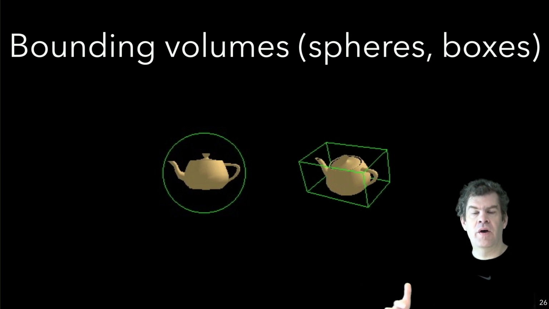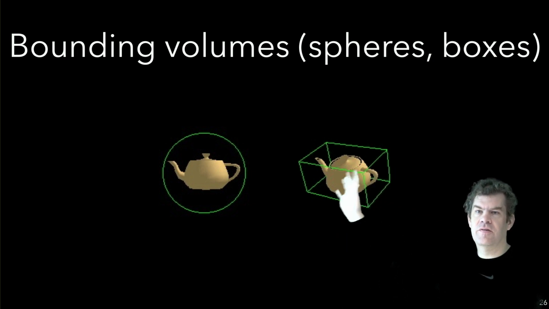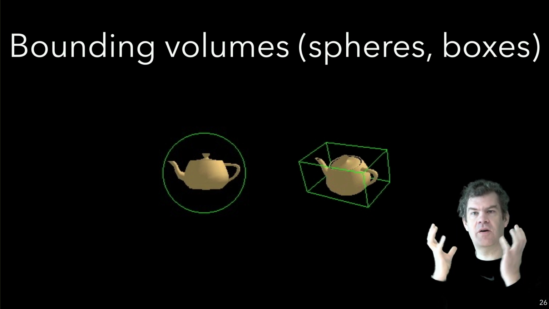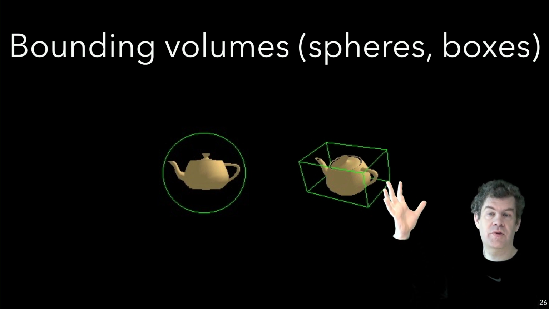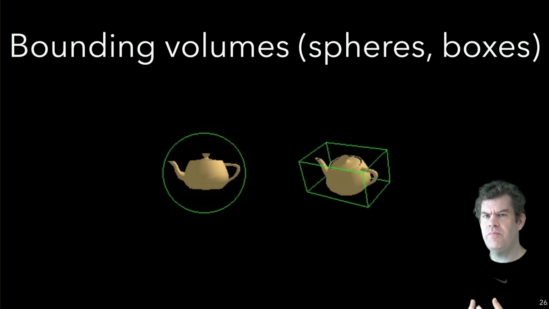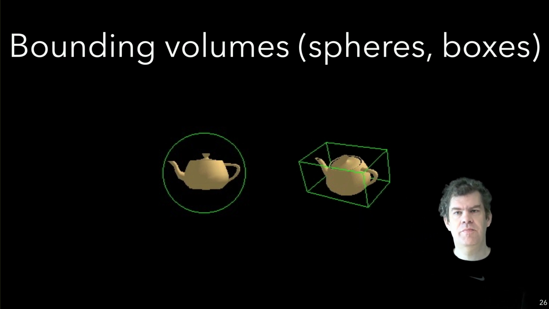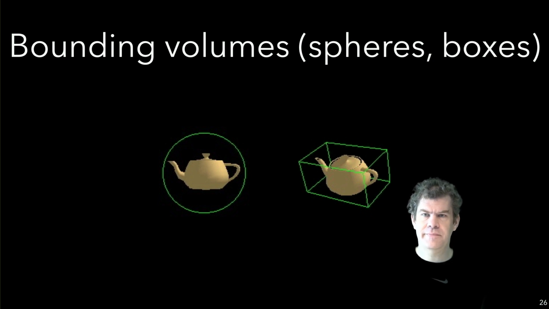We throw a simple volume around complex objects. So here's our teapot again, and I can throw a circle around it, or in 3D that would be a sphere, right? I can simply compute a sphere around my teapot, or I can compute a box. And both are actually pretty simple to compute, right? Let's say our teapot is rigid, meaning that I don't let it explode or anything crazy.